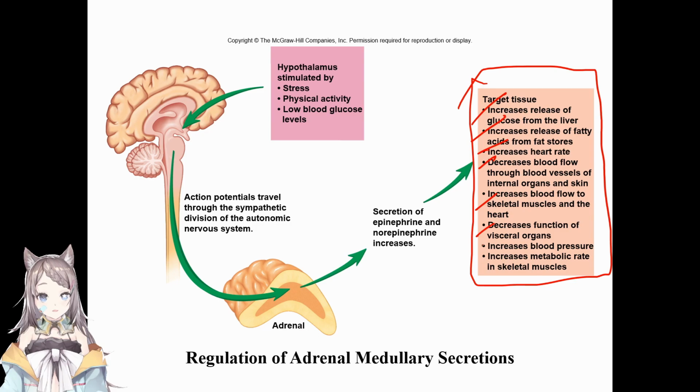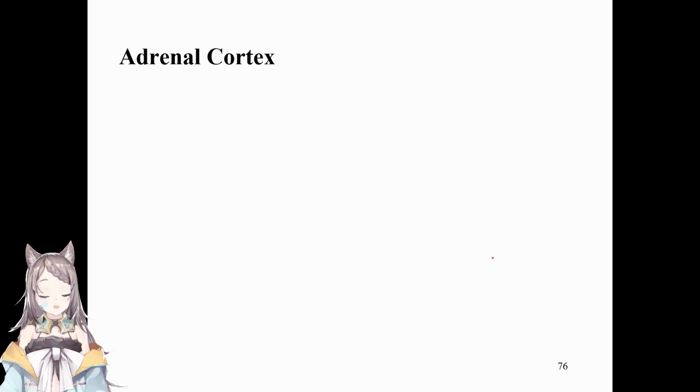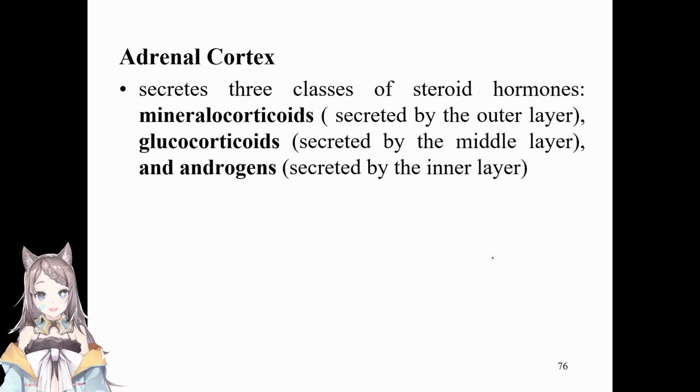It also increases blood pressure, and it also increases metabolic rate of the skeletal muscle. So this is your survival mode of the body. Next, you have your adrenal cortex. It secretes 3 classes of steroid hormones.